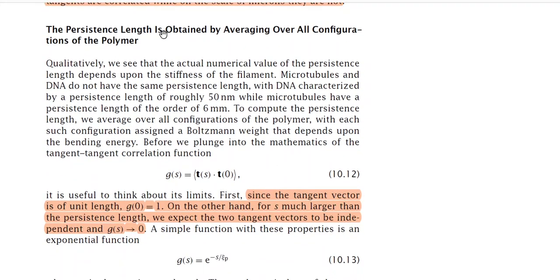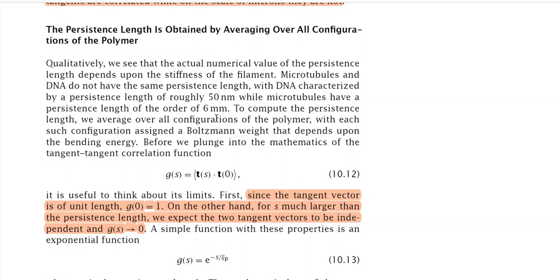The persistence length is obtained by averaging over all configurations of the polymer. Qualitatively, we see that the actual numerical value of the persistence length depends upon the stiffness of the filament. Microtubules and DNA do not have the same persistence length, because in the definition of persistence length we said that it is the length over which the filament is rigid in nature, with DNA characterized by a persistence length of roughly 50 nanometer. So if you consider the persistence length of DNA, its length scale is 50 nanometer, while microtubules have a persistence length of the order of 6 millimeter.